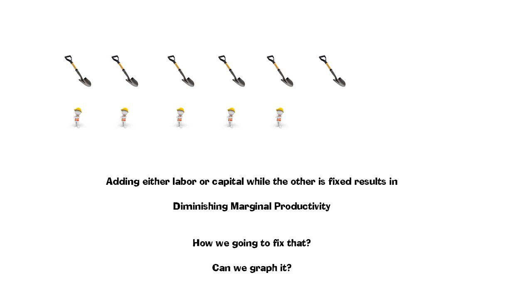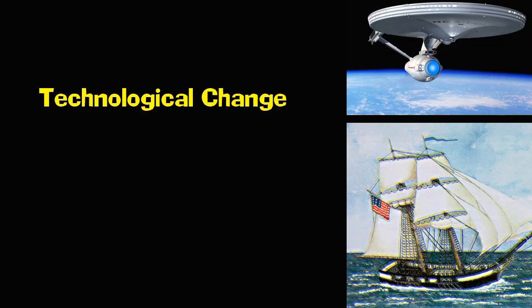How are we going to fix that? Well, A, we can make sure we have the right mix of labor and capital. And B, we can improve the quality of either the labor or capital. Yes? We can get better shovels, yeah. Can we graph this? And I'm asking that question rhetorically because, you know, I'm an economist and of course I can graph anything. So yes.